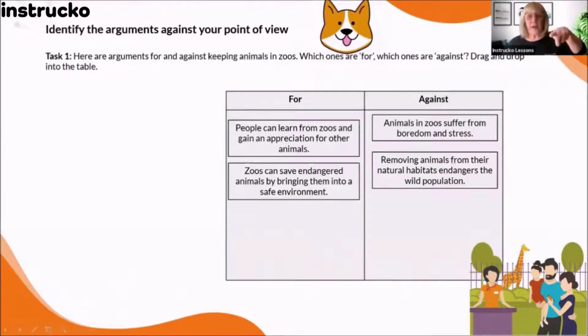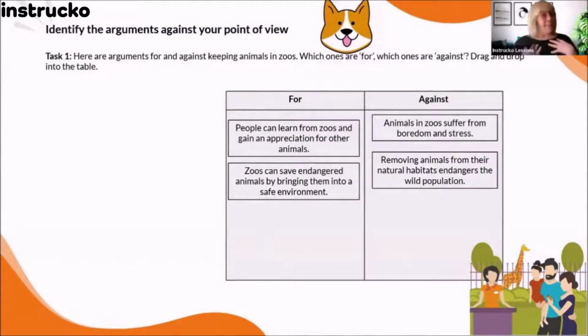Vinukrish might then say, but removing an animal from their natural habitat endangers the wild population. And then Aishal could say, yes, I understand. There are some strong arguments, both for and against, but I believe that my arguments are strongest and outweigh that, because if we lose endangered animals and some animals become extinct, then we've lost them forever. That's how you would deal with shouts from the audience, okay?